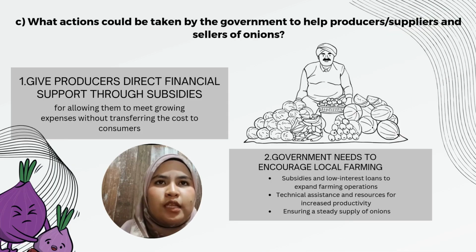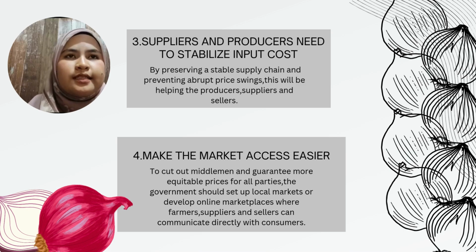So, for question C, what actions could be taken by the government to help producers, suppliers and sellers of onions? The first step is to give producers direct financial support through subsidies. This allows them to meet growing expenses without transferring the cost to consumers. The second step is the government needs to encourage local farming. The third step, suppliers and producers need to stabilize input costs by preserving a stable supply chain and preventing abrupt price swings. This will help the producers, suppliers, and sellers.